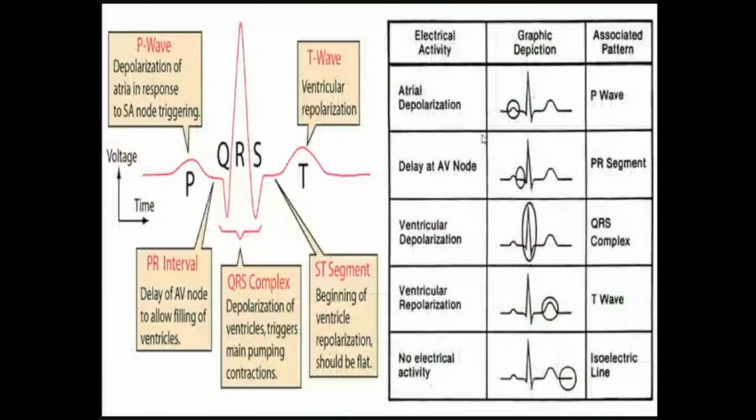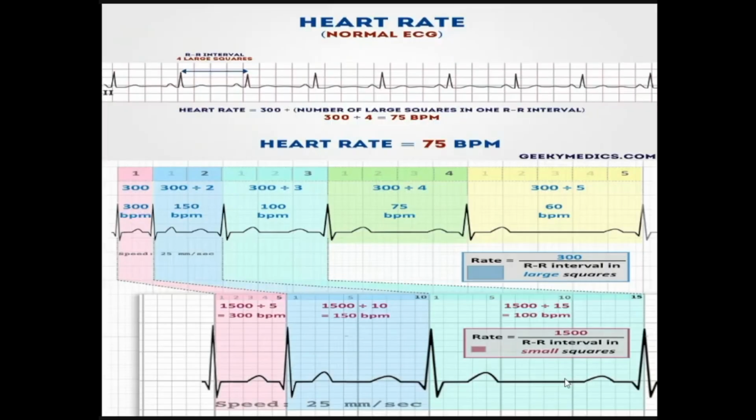Again, another repetition. Atrial depolarization, P wave. Delay at the AV node, you get your PR segment. Ventricular depolarization, QRS complex. Ventricular repolarization, T wave. No electrical activity, isoelectric line. We have your ST segment here, your PR segment here, and after your T. All these are isoelectric lines where you don't have any electrical activity.